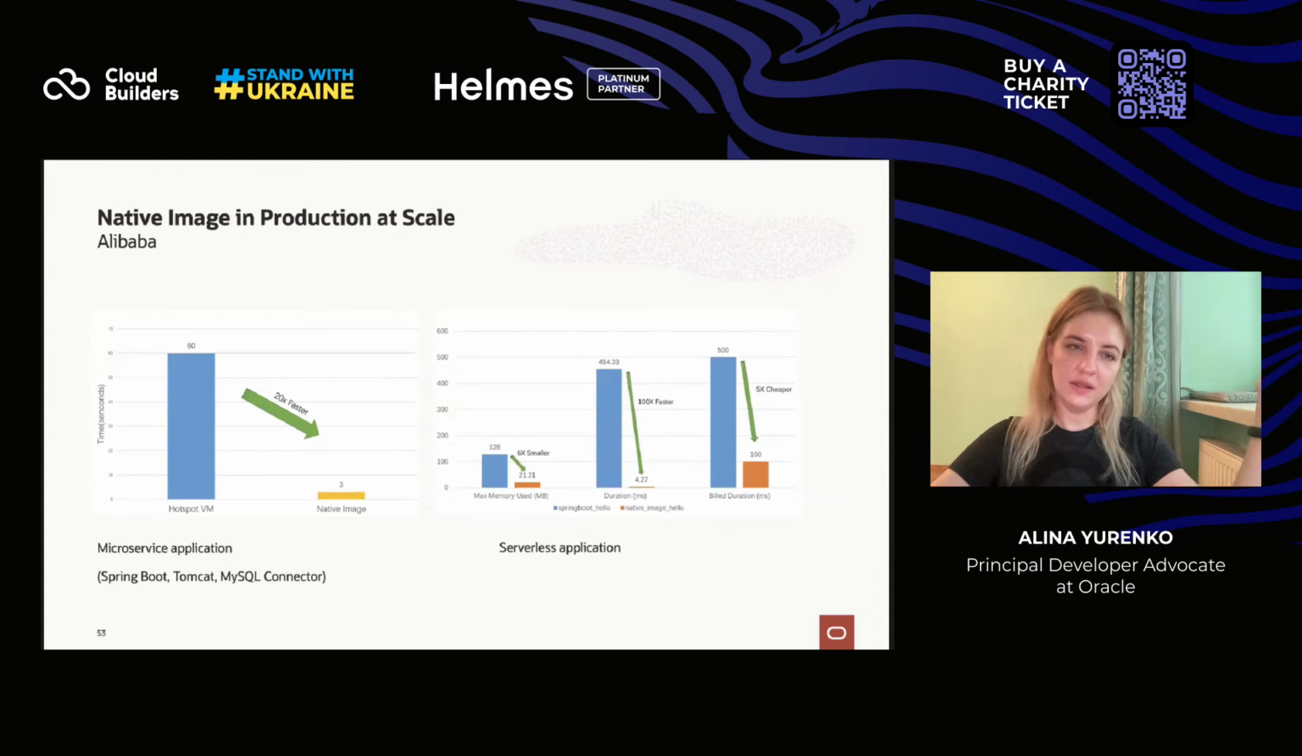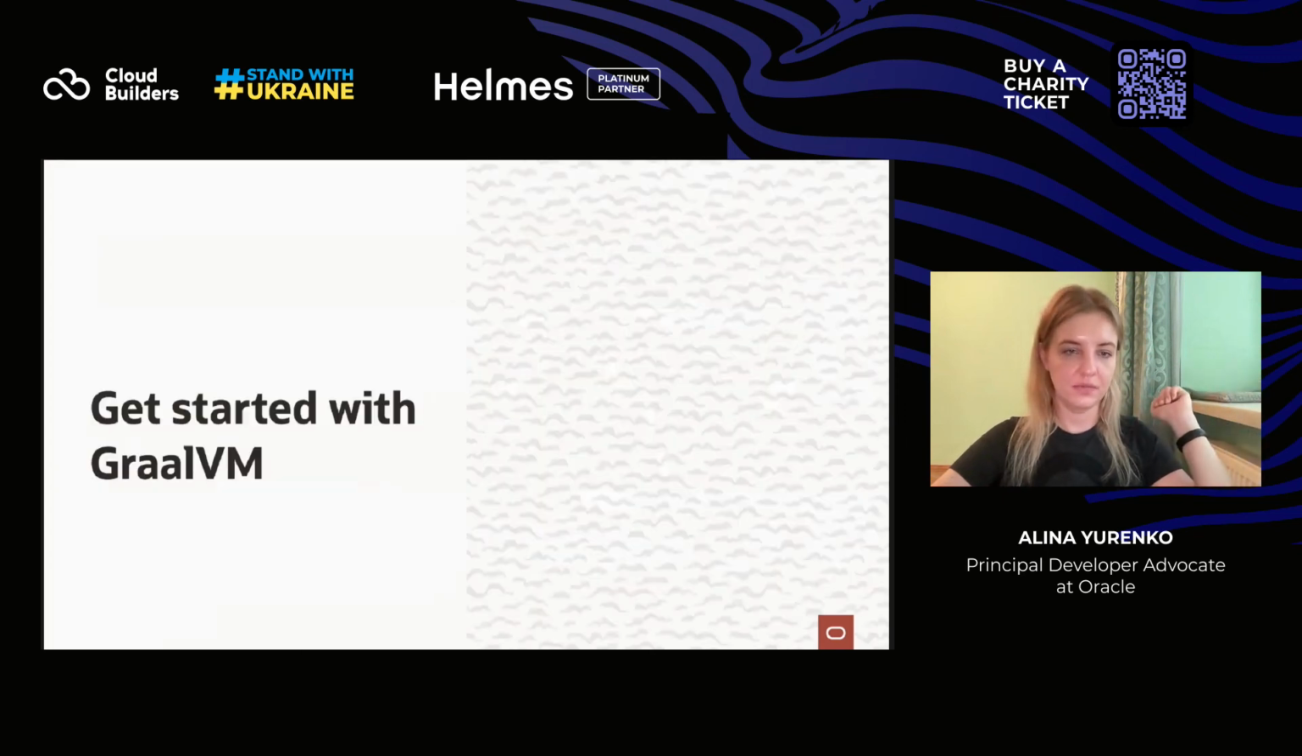An example of using native image in production. This is from Alibaba. They moved to native image to run their applications in the cloud. And you can see how much faster, around 20x, the applications are after migrating to native image.